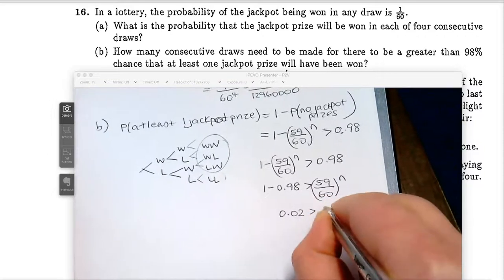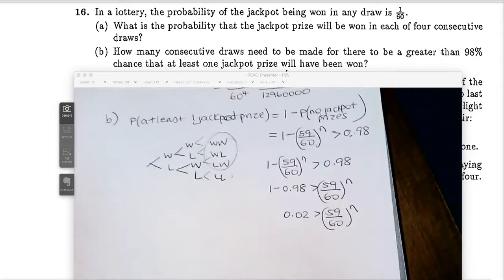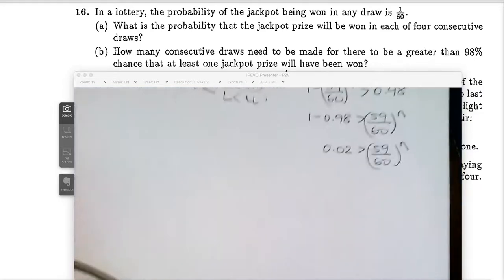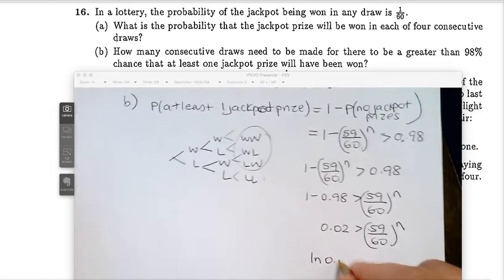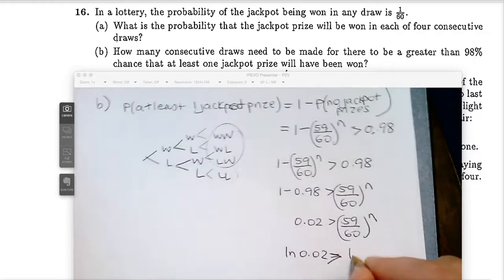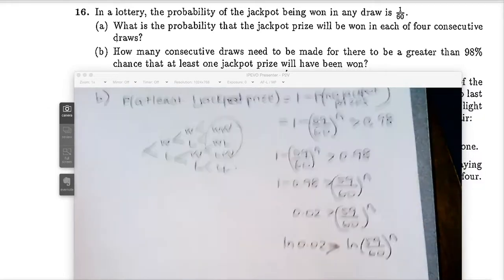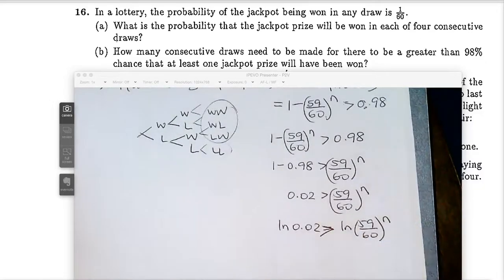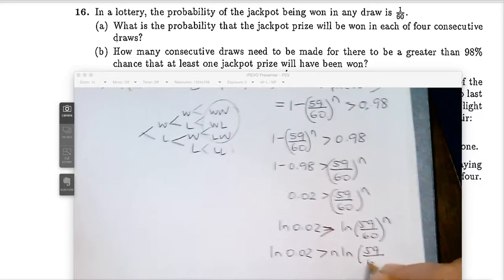0.02 has to be greater than (59/60)^n. Now we take logs of both sides. ln 0.02 needs to be greater than ln (59/60)^n. What does the log law tell you about that n? It can come to the front: n ln(59/60).